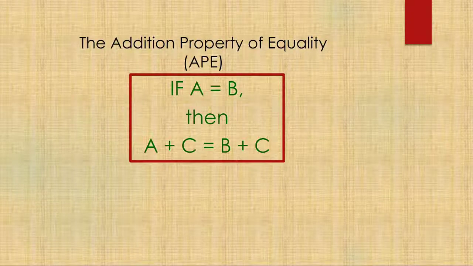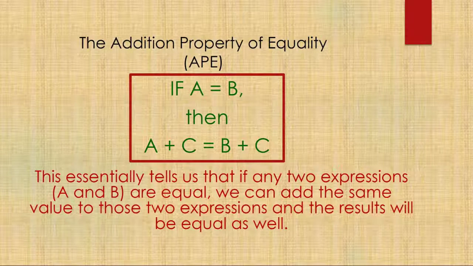The addition property of equality is going to be the first thing we cover. That's the APE. If A equals B, then A plus C equals B plus C. That essentially tells us that if any two expressions, A and B, are equal, we can add the same value to those two expressions and the results will be equal as well.